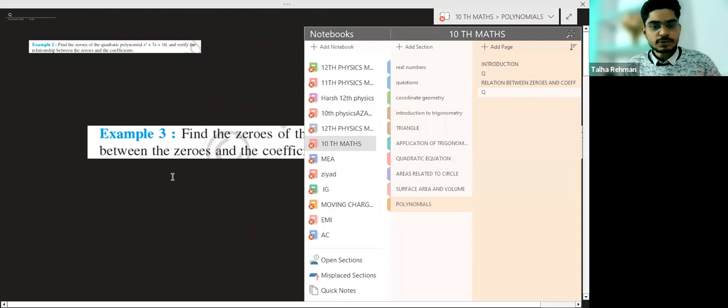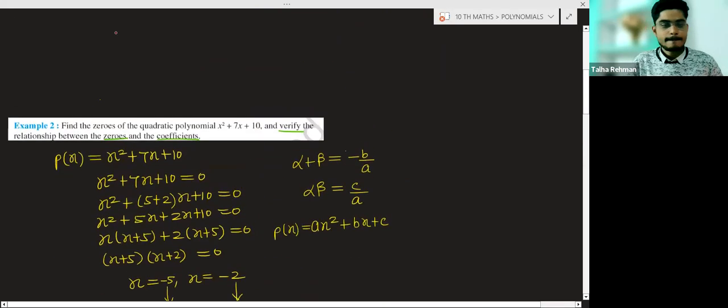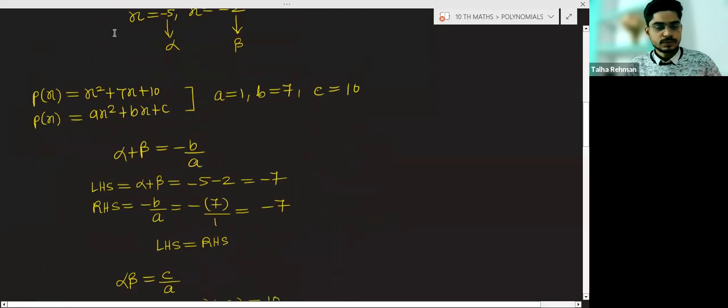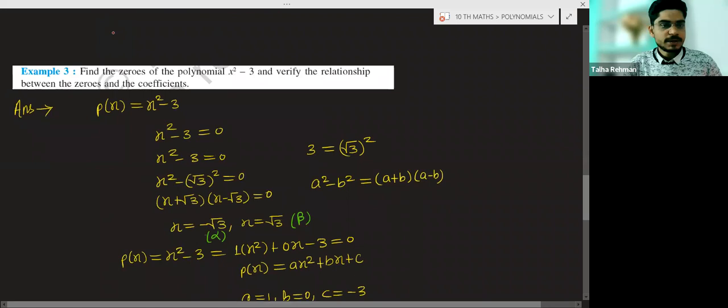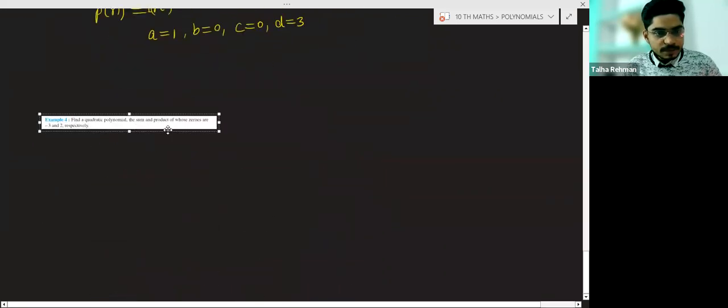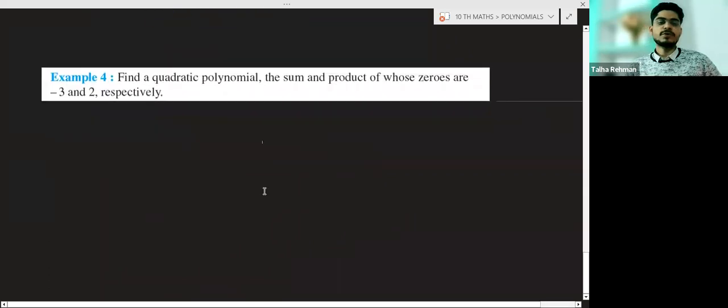And we did some of the questions. This question, example number 2, we have completed. After that, we have completed example number 3. After that, example number 4 now we will do.